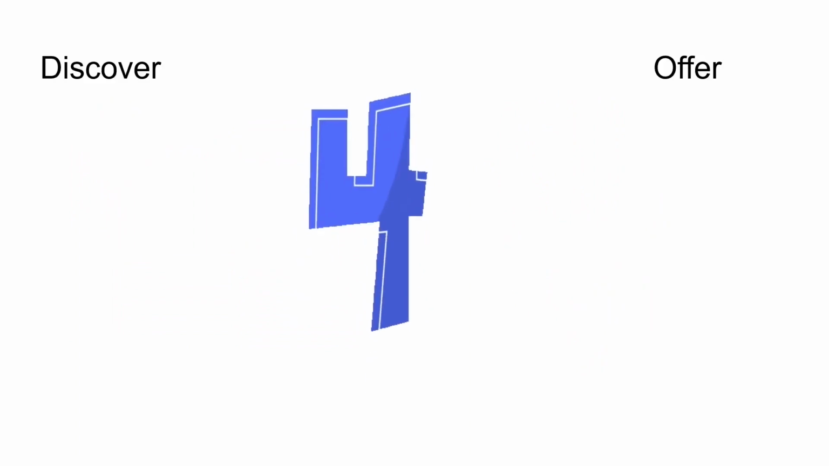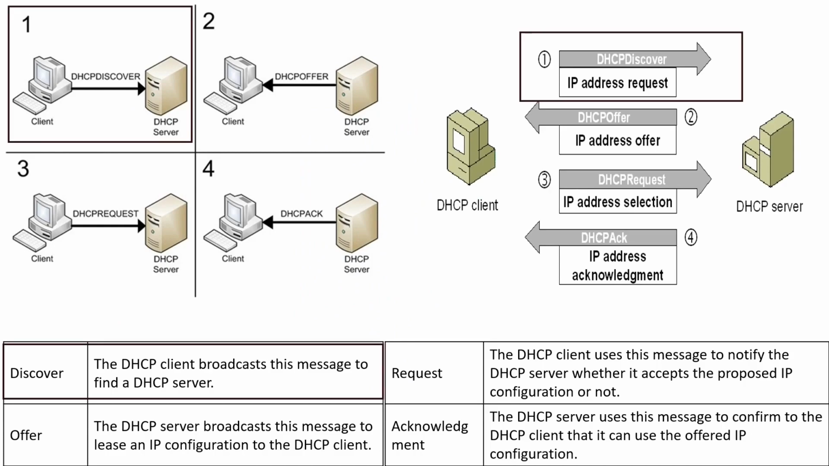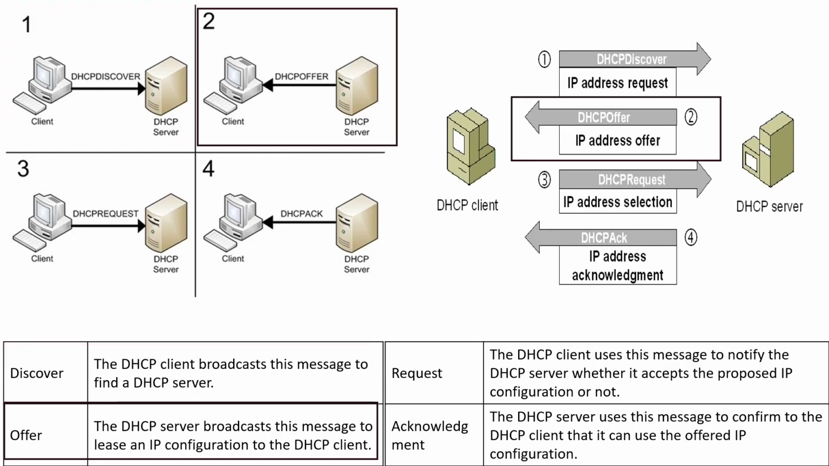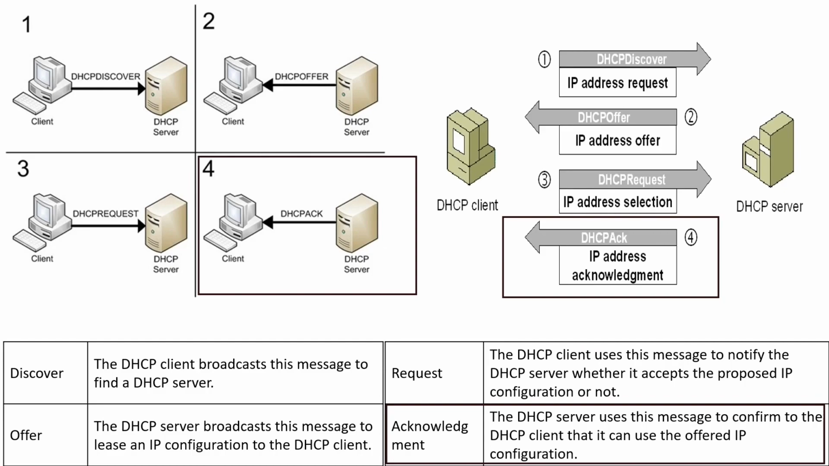This way, the process of obtaining an IP configuration from a DHCP server goes through 4 stages: discover, offer, request, and acknowledgement. In the first stage, the client broadcasts a DHCP discovery message to find a DHCP server. In the second stage, the server broadcasts a DHCPOffer message that includes an IP configuration, lease duration, and the client's MAC address in response to the DHCP discovery message. In the third stage, the client accepts the offered IP configuration and sends a DHCPRequest message to inform the DHCP server about it. In the fourth stage, the DHCP server sends an acknowledgement for the client's DHCPRequest message.